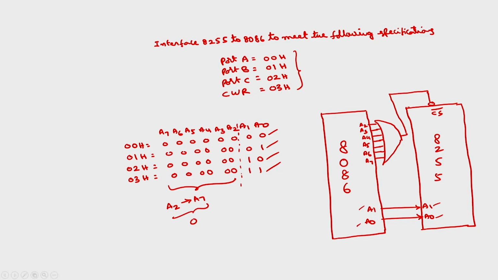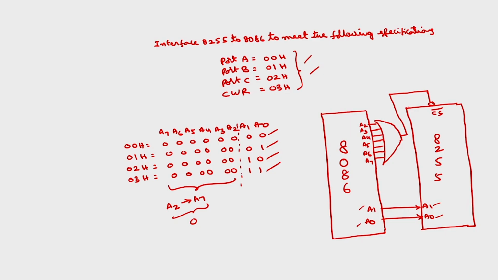So for an OR gate, if all the inputs are 0, the output is 0. If any one of the inputs is 1, the output is 1. Okay. So this is how you can connect 8255 in given locations, or for given connections we can find out the addresses of port A, port B, port C and the control register. Okay. So this is how we can connect 8086 and 8255.